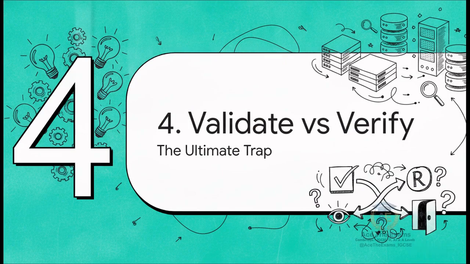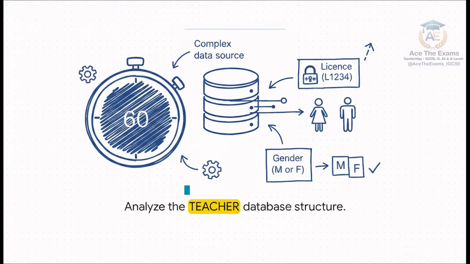Let's transition to Section 4, Validation versus Verification, the ultimate trap. This section addresses one of the absolute most common pitfalls for students. This is where we begin our interactive workshop phase. I need your total focus here. Okay, challenge 1. Let's do a quick data scan on the teacher database structure. Imagine a 60-second timer on your screen right now.